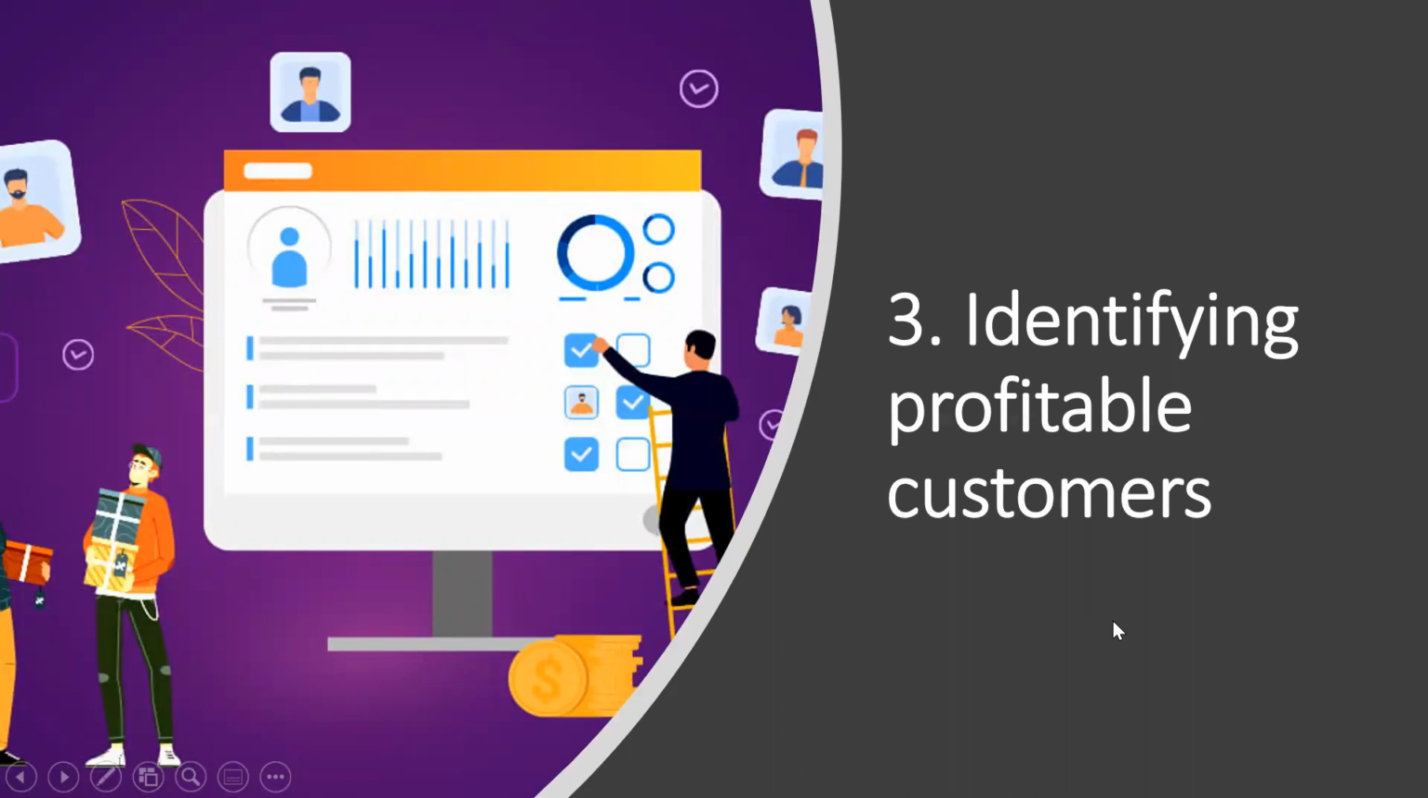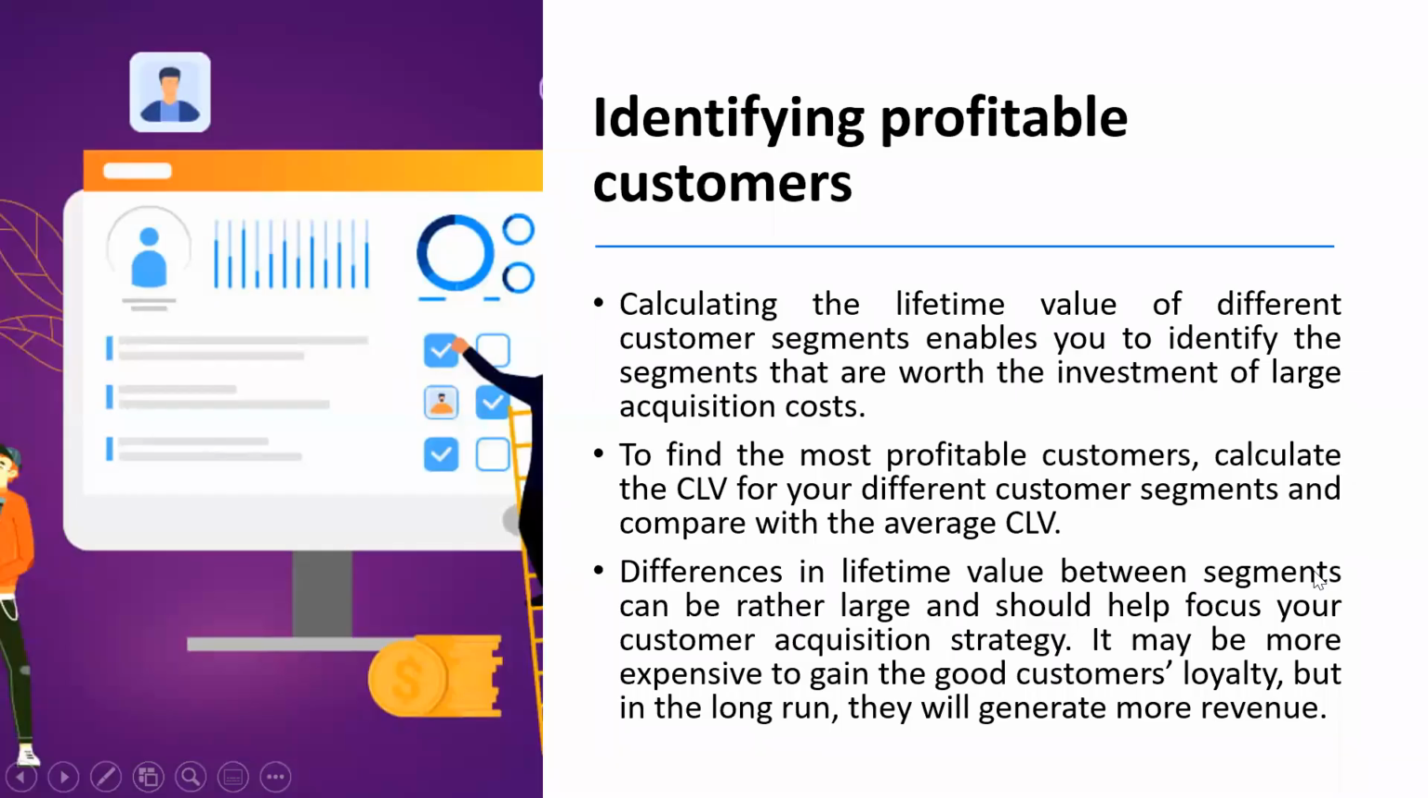Identifying the profitable customers. We have understood how to calculate the CLV, how to consider certain parameters to improve the value of CLV. Now let's finally look at who are all the profitable customers from it. So calculating the lifetime value of different segments. For each segment, you're looking at the average order value, the retention rate and everything. It helps you to identify the segments which are worth the investment of large acquisition costs. Because to acquire a customer, there is going to be a huge cost incurred. You need to know whether the cost is okay to incur for a particular segment, looking at the CLV value.